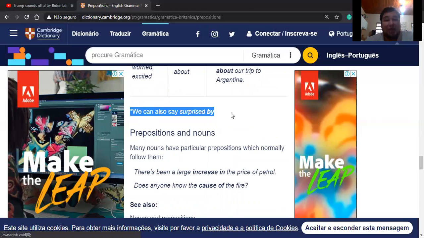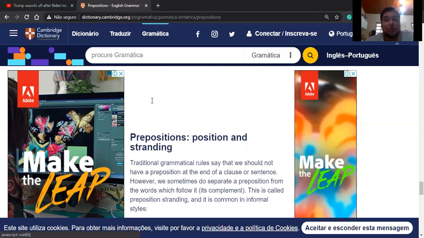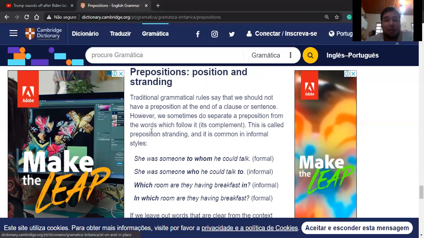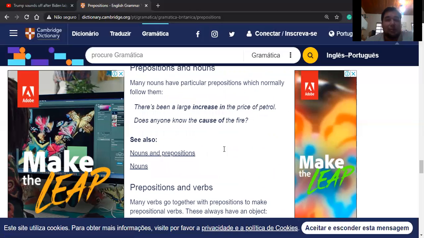Also, they have a note here. We can also say surprised by. Surprised by. Prepositions and nouns. Deixa eu ver aqui. Tem só duas partes aqui. Nós estamos terminando. Prepositions and nouns.